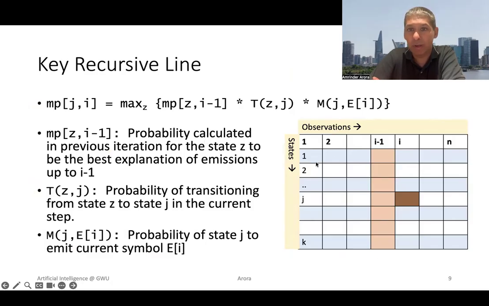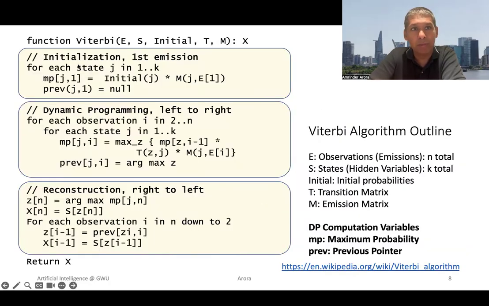This is the matrix that we're really building out in the initialization phase. We're really just building the first column, but this is the two-dimensional MP matrix that we're building out. So if we go back to the algorithm, in the first initialization step, we are just building the first column. So MP_j,1 is equal to initial j times M_j,E1.